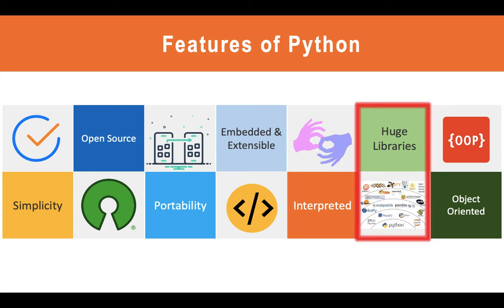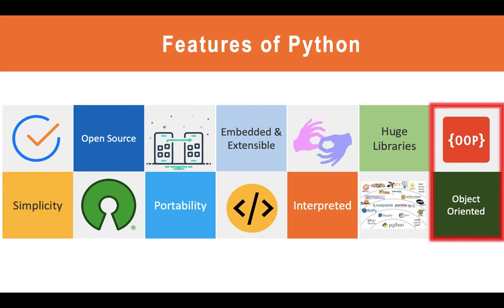Next is the huge libraries. That's basically the usage of data science, you can say. What you see here is SciPy, NumPy, Pandas, Matplotlib, right? SciPy, SymPy. Yeah, SymPy we will just look at. So these are the things we will be going through in the library section.